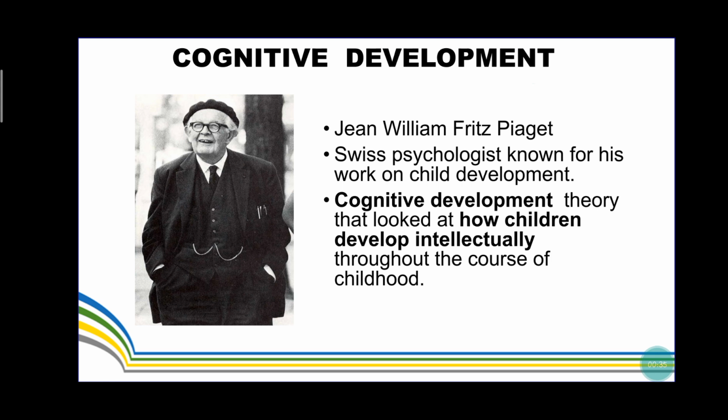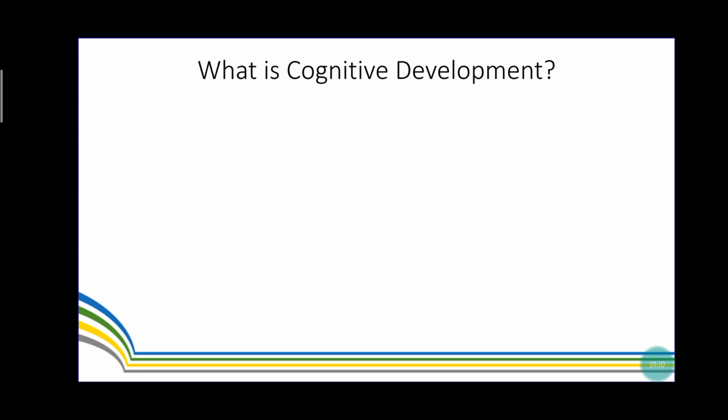Cognitive development was proposed by Jean Piaget, a Swiss psychologist known for his work on child development. Cognitive development theory looks at how children develop intellectually throughout the course of childhood. Cognitive development is the construction of thought processes, including remembering, problem solving, and decision making, from childhood through adolescence to adulthood. He envisioned a child's knowledge as composed of schemas. Schemas are basic units of knowledge used to organize past experiences and serve as a basis for understanding new ones.